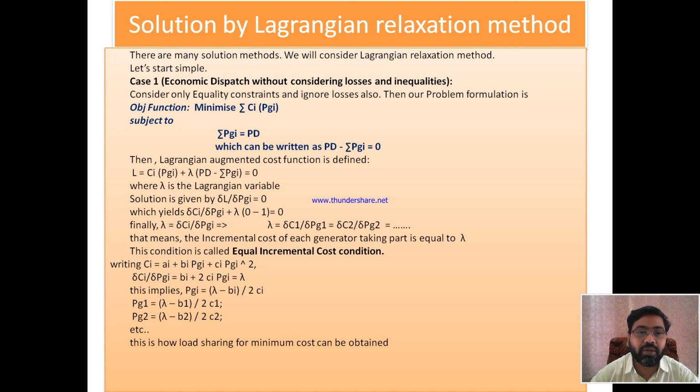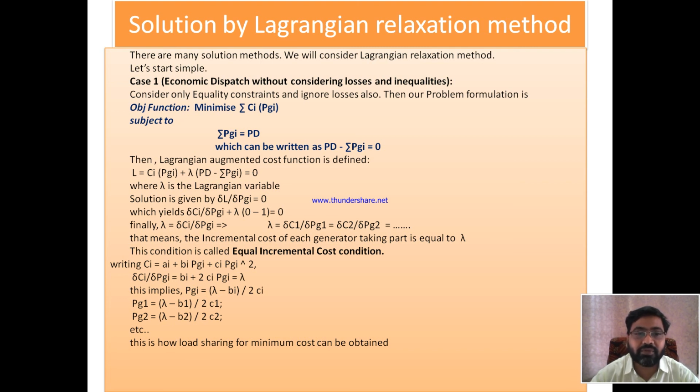So with this new Lagrangian variable lambda, you have a new augmented cost function L whose unit is again rupees per hour. The solution, as you know, will be given by differentiating this L with respect to PGi and equating it to 0. So dou L by dou PGi equal to 0 will yield dou Ci by dou PGi plus lambda into 0 minus 1. This when equated to 0 will give you lambda equal to dou Ci by dou PGi.